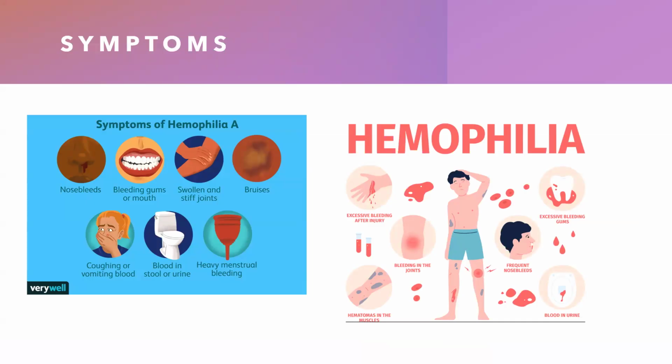So here's again a slide with symptoms of hemophilia A, which are nosebleeds, bleeding gums, swollen joints, bruises, coughing or vomiting blood, blood in the stool, and heavy menstrual cycles. People living with hemophilia may experience both internal and external bleeding. It can present later in life. Like I said, they may not even know they have it until much later. Some people may have bleeding only after something severe, like surgery, dental work, or an injury. So that's when they get noticed.